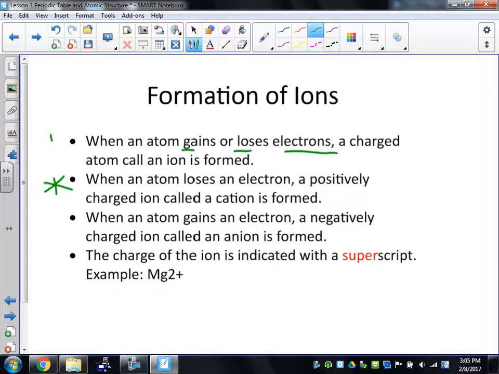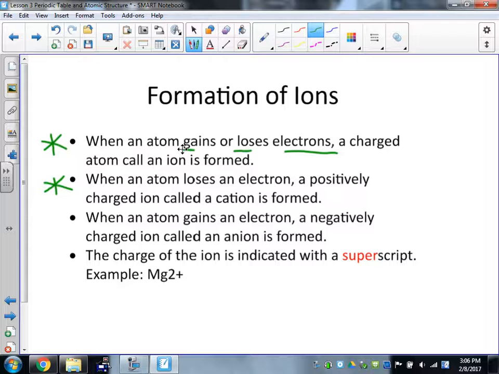Make sure you know this. If I lose electrons, I have more positives than negatives. So more positives leads to things like Mg2+, scandium 3+. When an atom gains an electron, a negatively charged ion called an anion is formed.